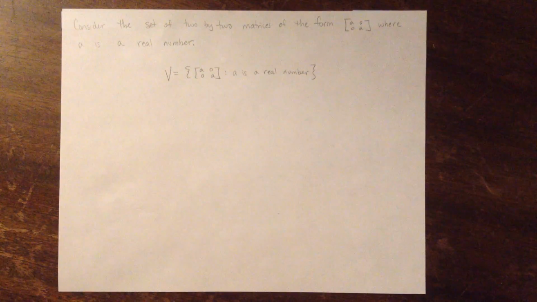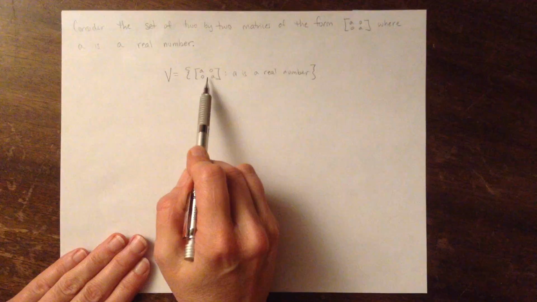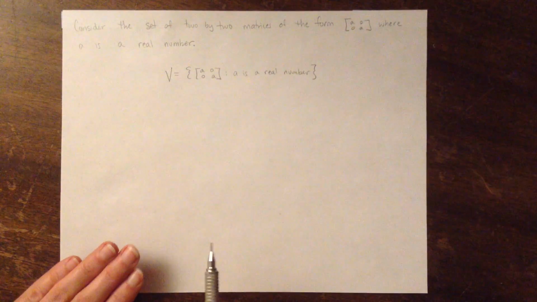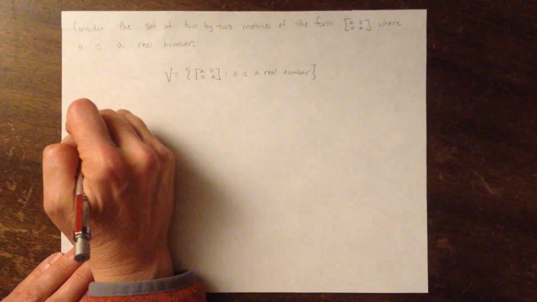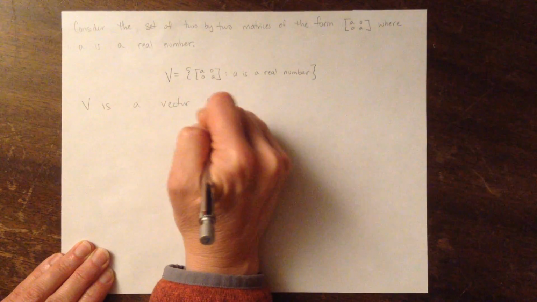So this is set notation. This says V is the set containing these 2x2 matrices that I've described, where you have A, 0, 0, A, where A is a real number. This set V is a vector space.